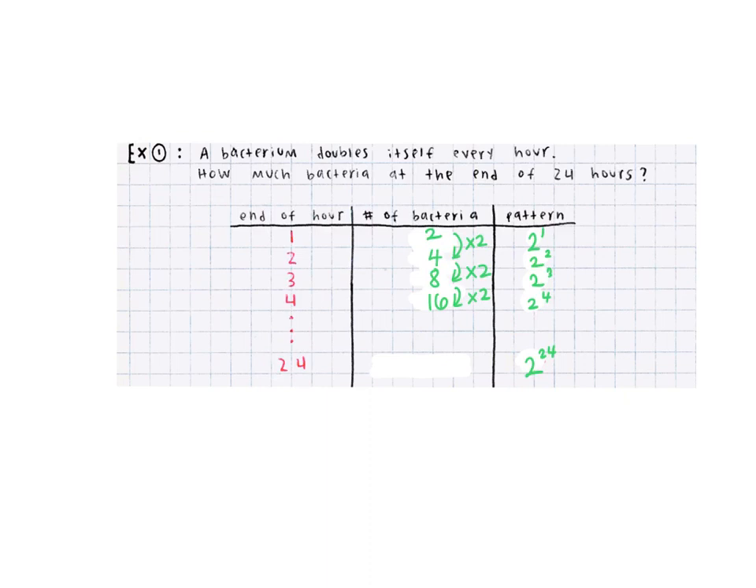And when we write that down, or when we calculate that in our calculator, we'll see that it's 16,777,216 bacteria that we would end up with. I can write this as a function, so that's y equals 2 to the x, right? Because notice if I plug in 1, I get out 2. If I plug in 2, I get out 4. If I plug in 3, I get out 8, right? 2 cubed, and so forth.